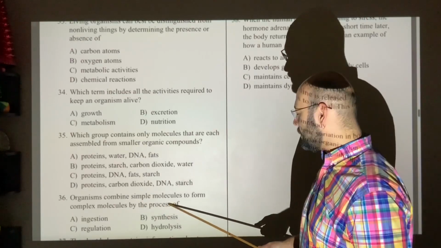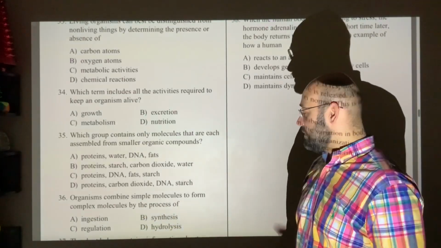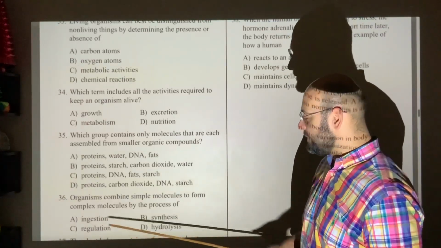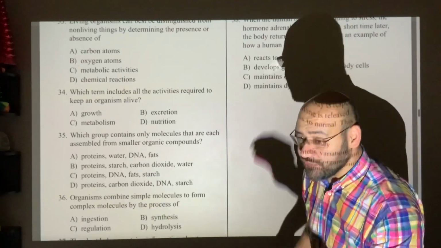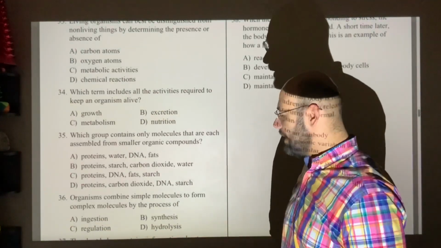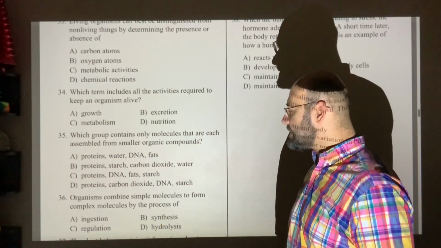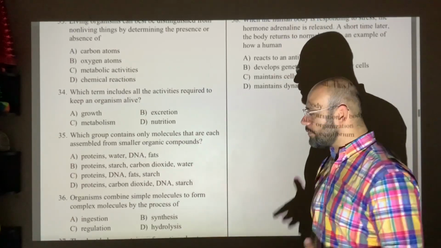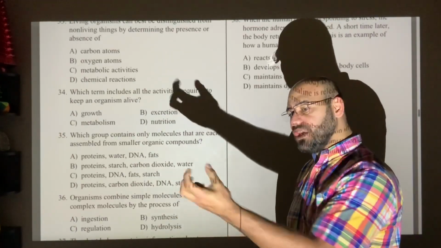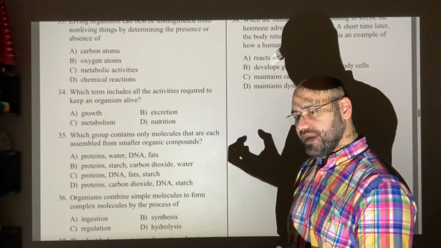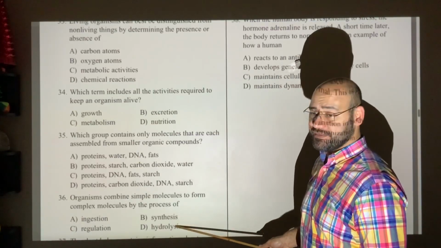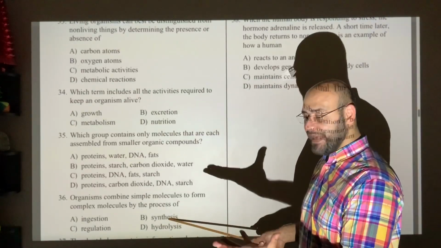Organisms combine simple molecules to form complex molecules by the process of. The answer is right there. All you have to know is the definition of one of these. And this statement is literally the definition of one of these options. So let's go with A. Ingestion. What is ingestion? No, A is incorrect. B, synthesis. Does synthesis mean combine simple molecules to form complex molecules? Does synthesis mean putting something together, creating a new out of many other elements? And what's the opposite of synthesis? Breakdown. So these are actually opposites. This is a breakdown. This is the combination of many into one.